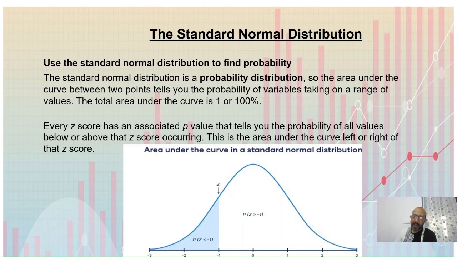Every Z score has an associated p-value that tells you the probability of all values below or above the Z score occurring. This is the area under the curve left or right of the Z score.